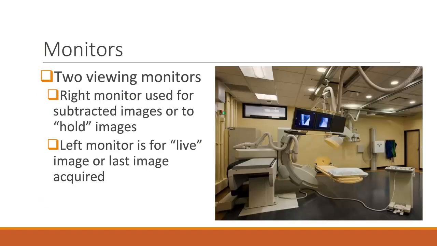In a digital fluoroscopy suite, you will notice at least two mounted monitors. Each of the two viewing monitors has a function. The right monitor is used to view subtracted images if they are being used, or more often it is used to view hold or saved images. The left monitor is used to display the live image or last image acquired when fluoroscopy is not active. Whether a digital fluoroscopy suite or a C-arm, two monitors will be available for viewing of the images.